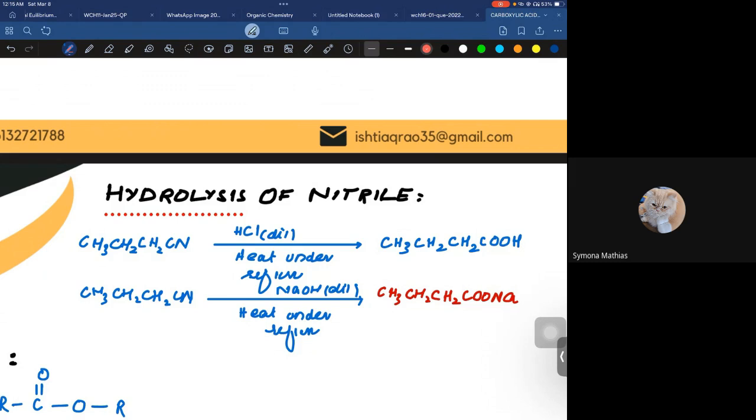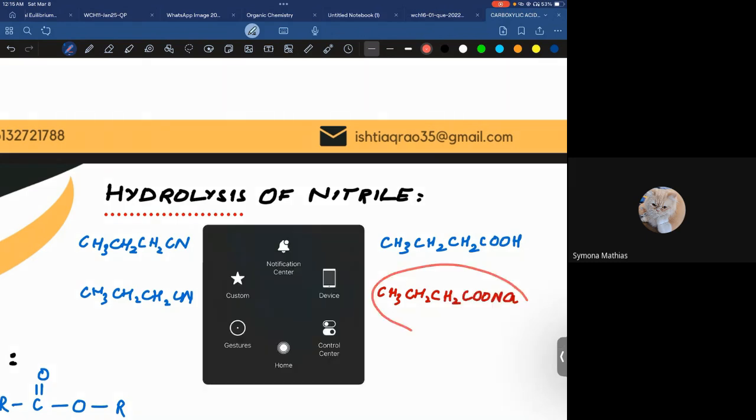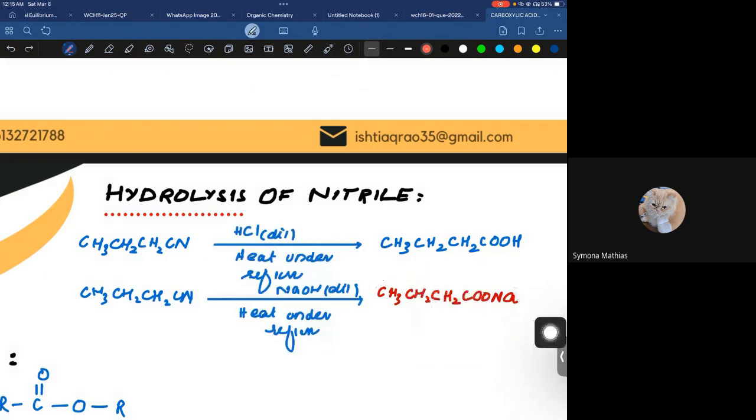But if you are going to have alkaline hydrolysis, you're not going to add acid, but you're going to add alkali, that is sodium hydroxide in this case. So you will be getting this. You know, this is the salt. This is the salt basically.